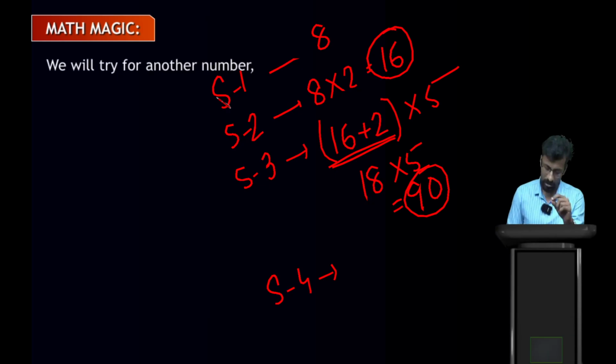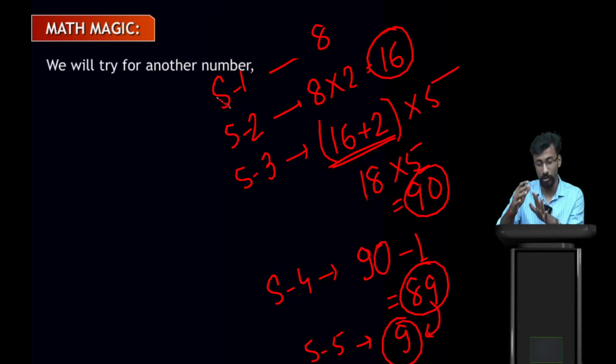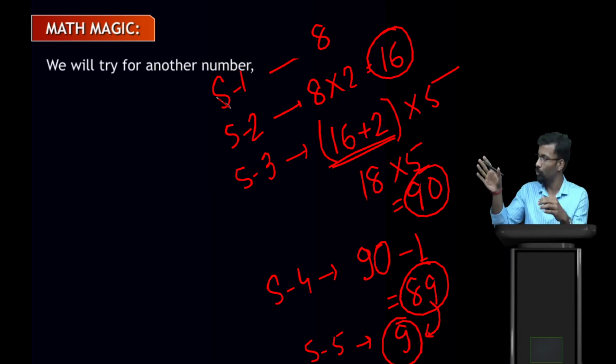Step number 4 is, whatever number we have, we have to subtract 1 from that. So 90 minus 1 equals 89, and then finally we have to mention its unit digit, which is 9. Okay, so that's our whole procedure. Step 1, step 2, step 3 up to step 5. These 5 steps are our whole procedure.